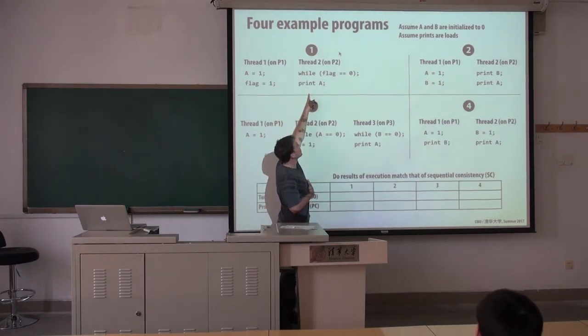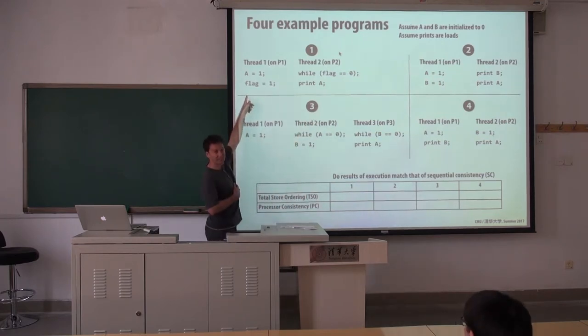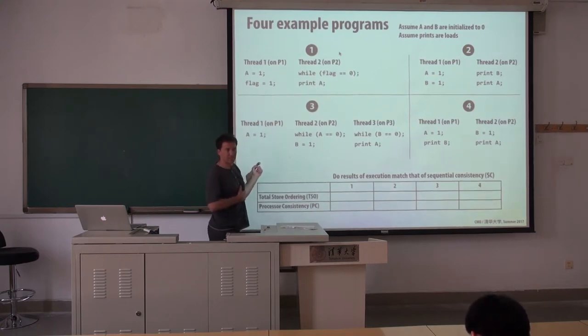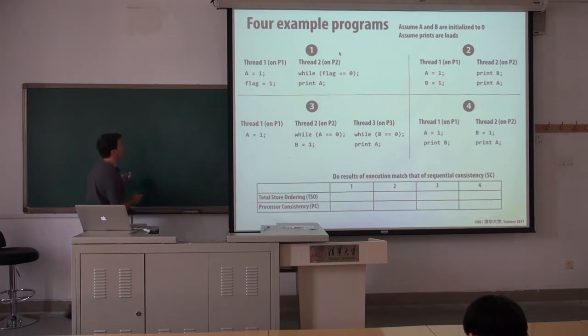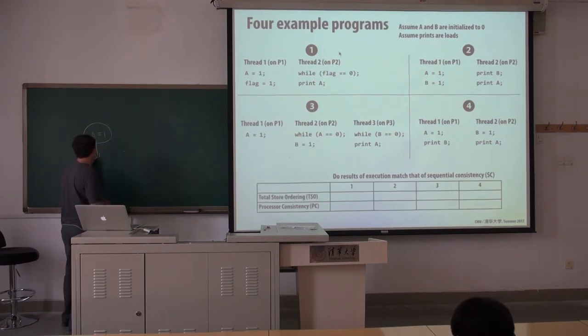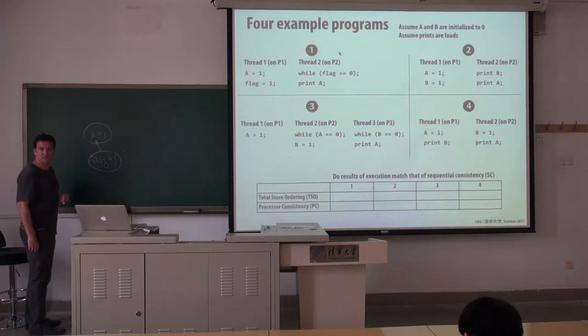But when does this program print a? This program prints a if flag is 1. And if flag is 1, this instruction must have been executed, and if this instruction must have been executed, then this instruction must have been executed. So in other words, I can talk about this as there's a equals 1, which comes before flag equals 1. So if flag equals 1, then clearly a equals 1.